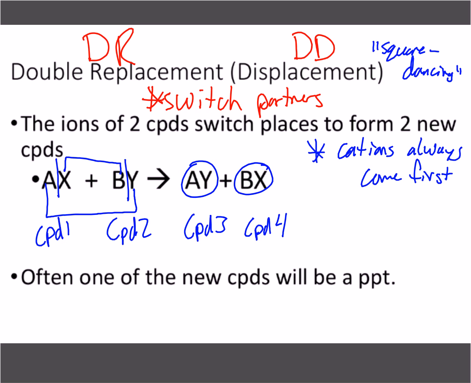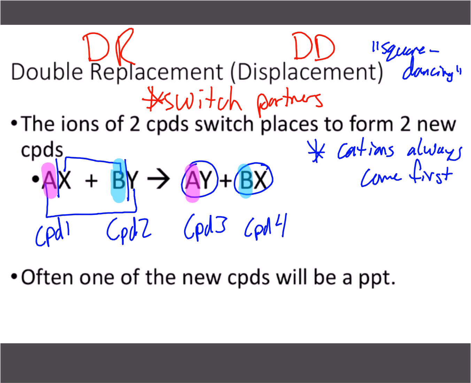But notice, A came first in both of the ones that it had, and B came first in both of the ones that it had. Even though when we write it out and draw our lines, X came first before B, we need to make sure the ones that I have highlighted always come first, because the cations will always come first in every compound you have.